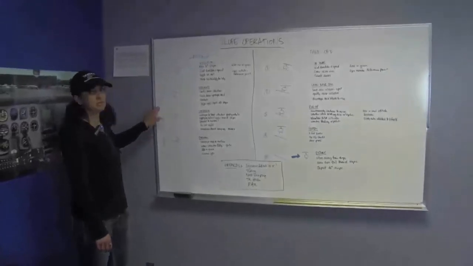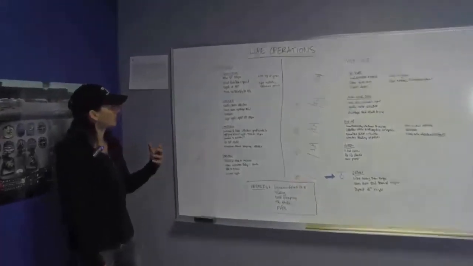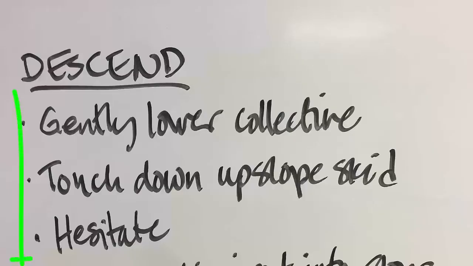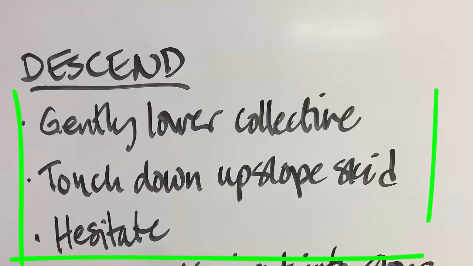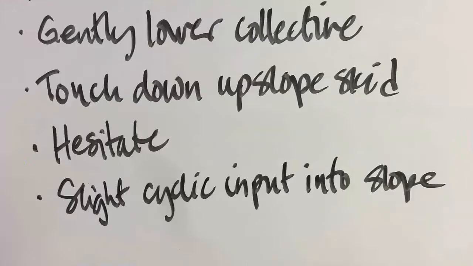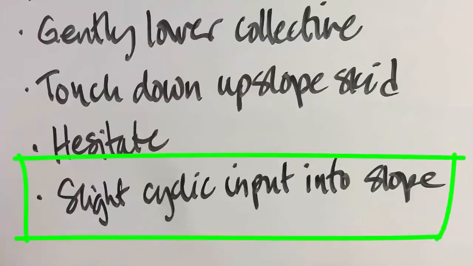So step 2 here would be to start your descent. You're going to gently lower collective, you're going to touch down your upslope skid, and then you're going to hesitate for a moment. You don't want to just lower collective all the way. You want to make sure that you're on supportive ground. And you want to have slight cyclic input into the slope.